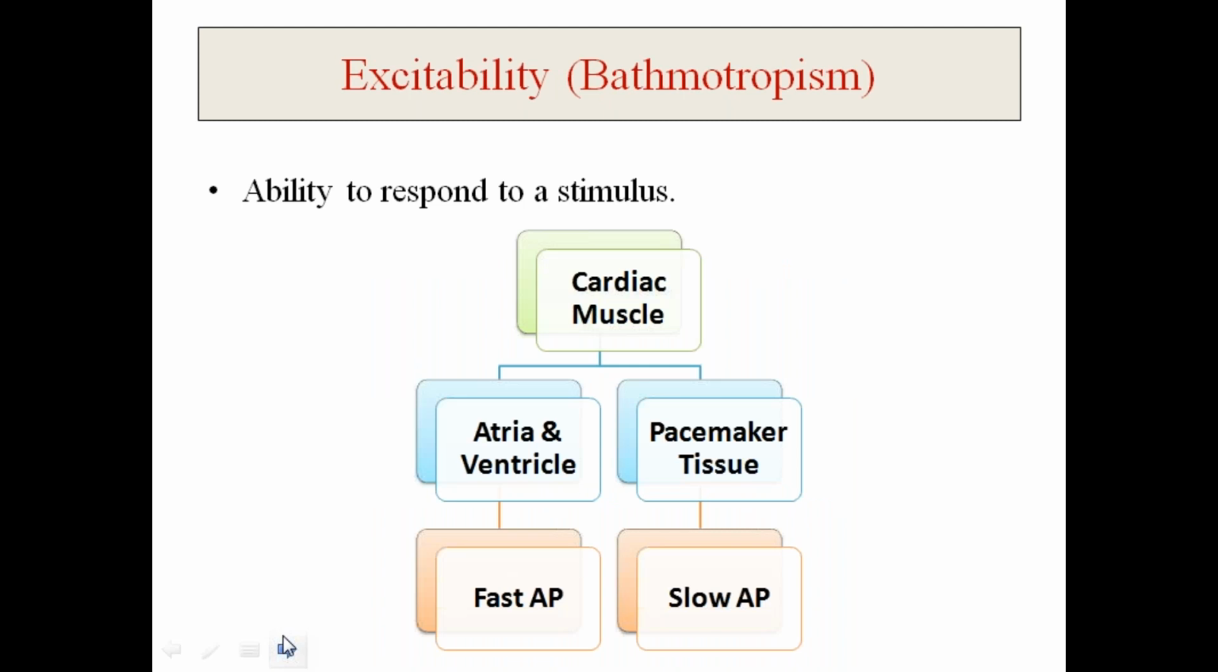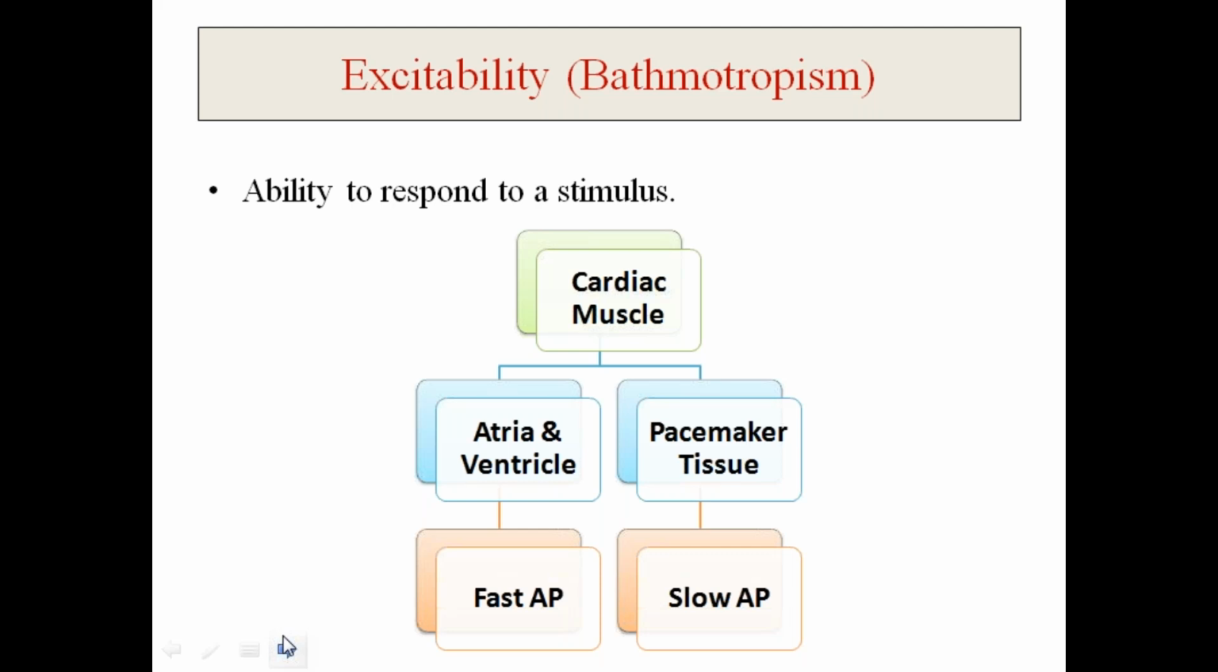Now coming first to excitability, or bathmotropism. We know that excitability is the ability to respond to a stimulus. When you give a stimulus, some membrane potential change happens or not. If there is a change, we say the cell is excitable. If no change happens, it's not excitable. Most of the cells in your body are excitable. They depolarize whenever a stimulus of adequate strength is given to them.